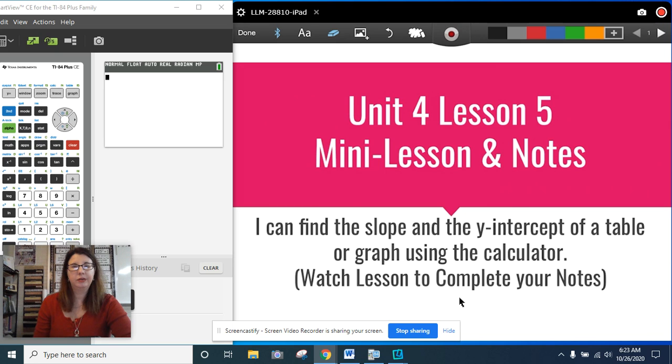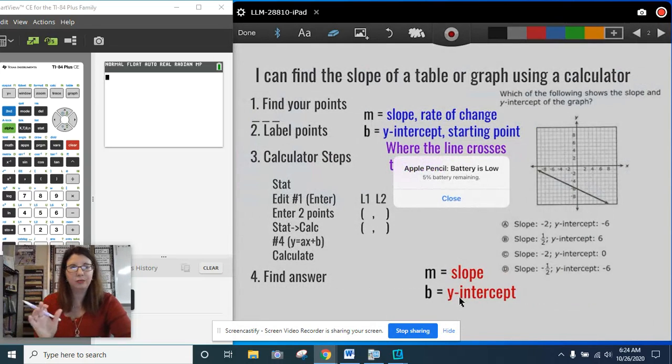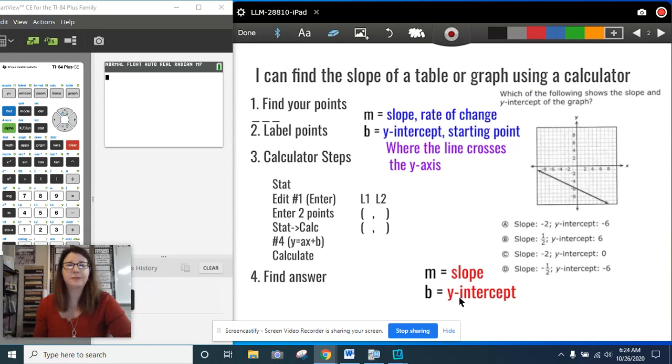Hi, we're working on Unit 4, Lesson 5, and we're going to be talking about how to find the slope and the y-intercept of a table or a graph using the calculator. Now, you really have already learned these steps. What we're going to be learning is reading the graph or the table and applying the information that we're given to the situation we've been given.